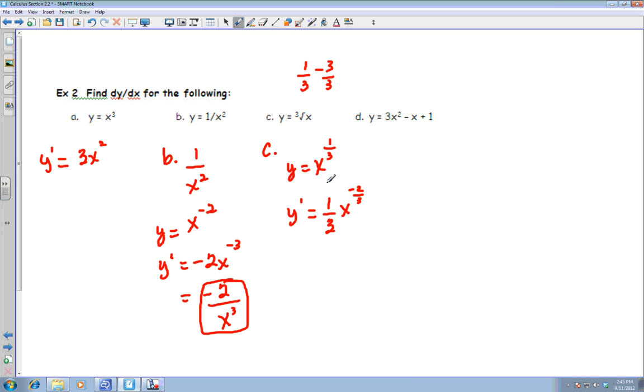Now that's my answer, but remember the rules. We're never going to leave negative exponents in our answer. So everything's going to stay except what has my negative exponent. So I need to move that x. My x has to go on bottom, and now it becomes positive 2/3.